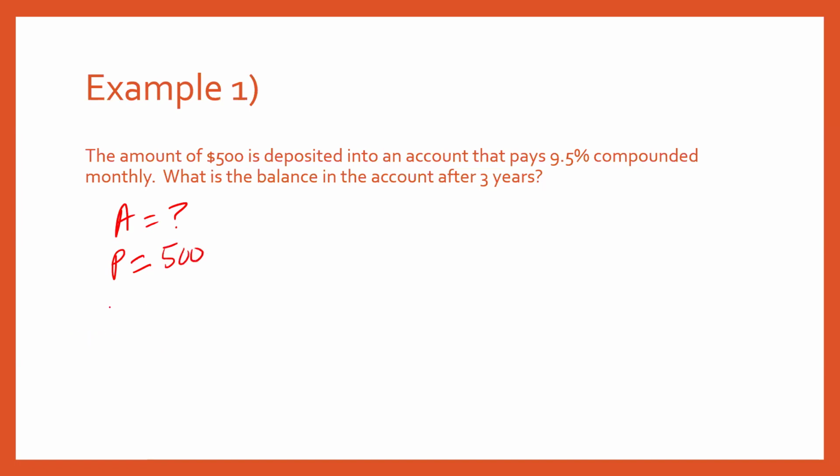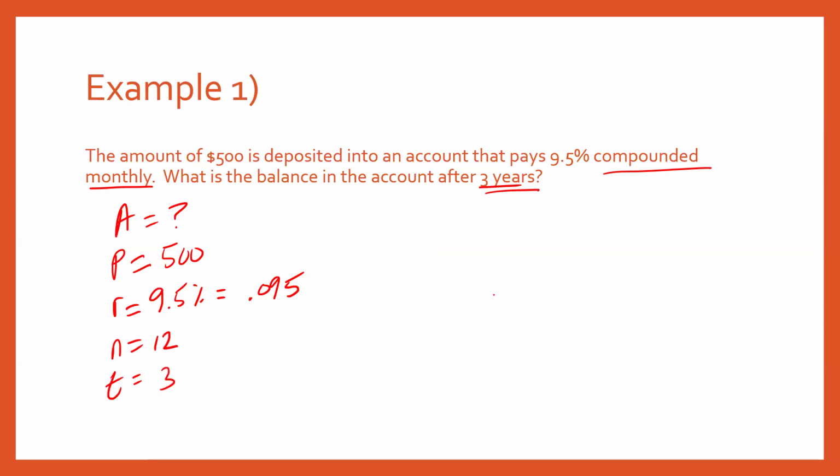What's our next variable we need? Our R. What is our R? It's 9.5%, which equals 0.095. Agree? Okay. Compounded monthly. So compounded monthly, how many months are there in a year? 12. So that means N equals 12. And lastly, it wants us to know the balance of the account after 3 years. So our T equals 3. I have identified all my variables.